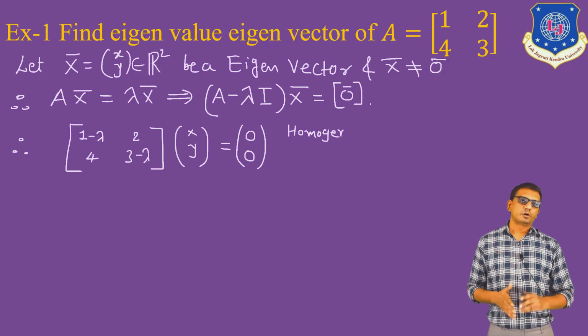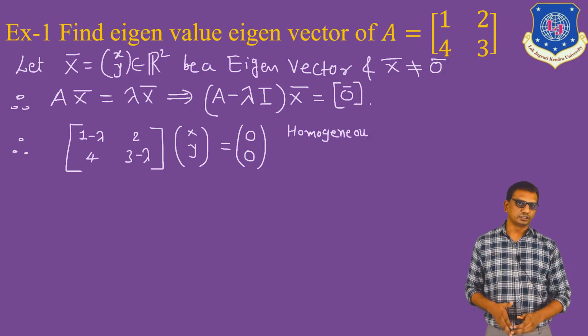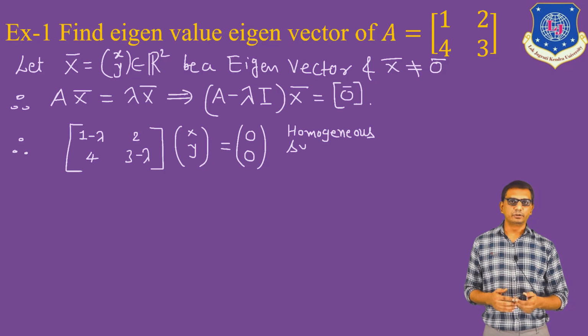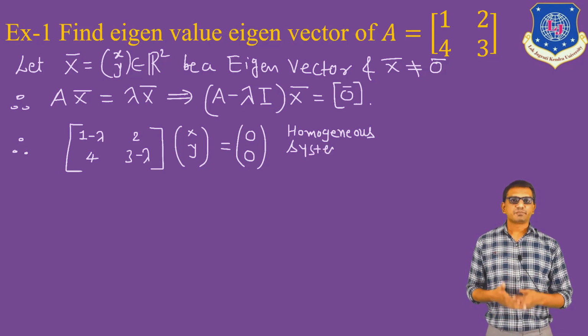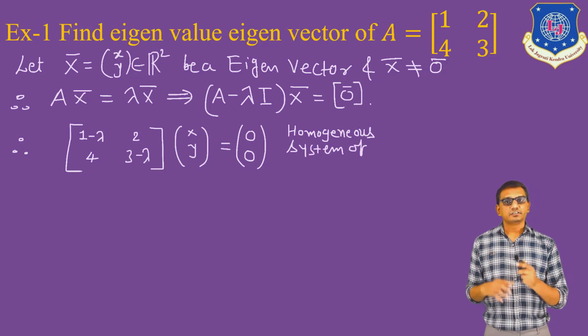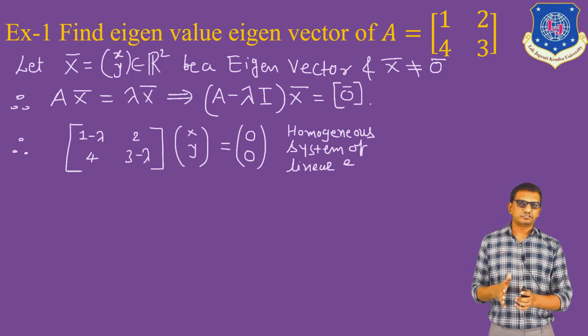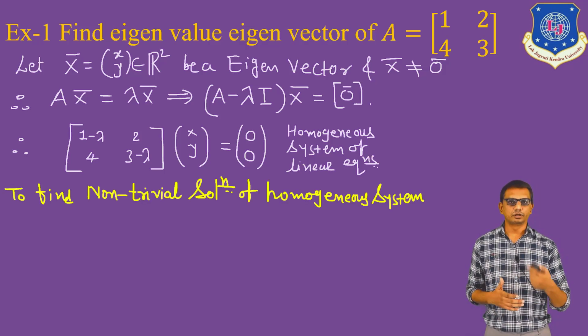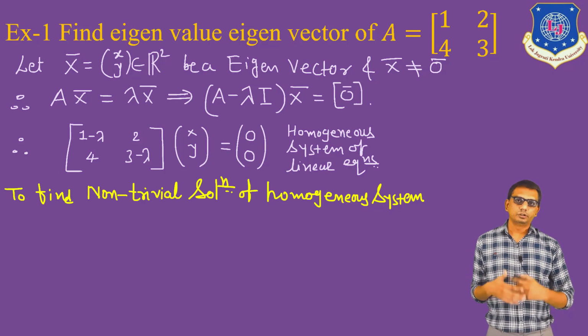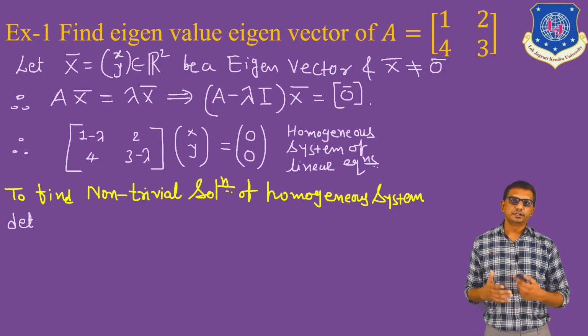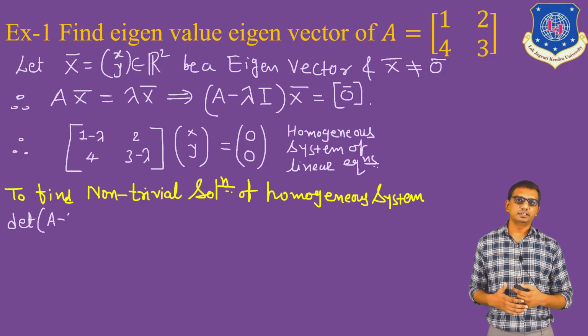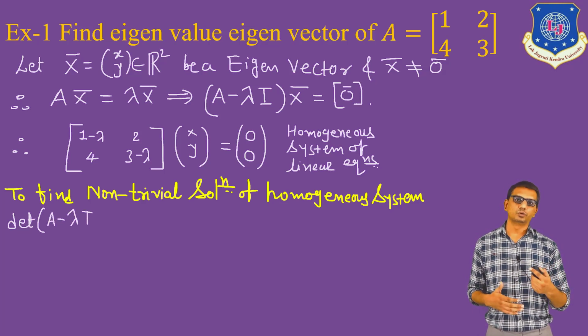So this is our homogeneous system of linear equations, and we have to find the x and y values, but before that we will find the value of lambda, and according to that we can find the eigenvectors. So generally we always find the eigenvalue first. After that we find the non-trivial solution for the above homogeneous system of linear equations, and for that we have to take the determinant of A minus lambda I, that means the determinant of 1 minus lambda, 2, 4 and 3 minus lambda must be 0.